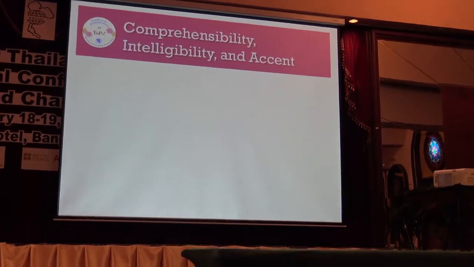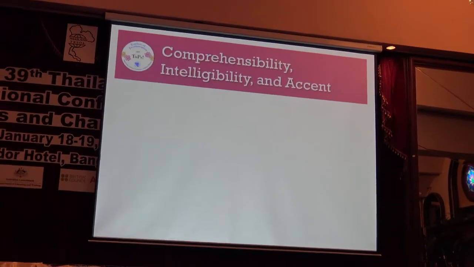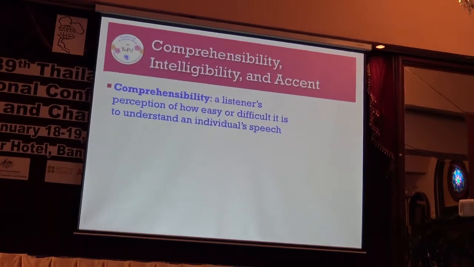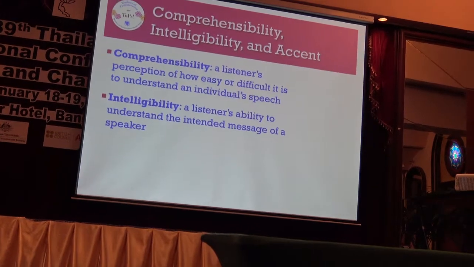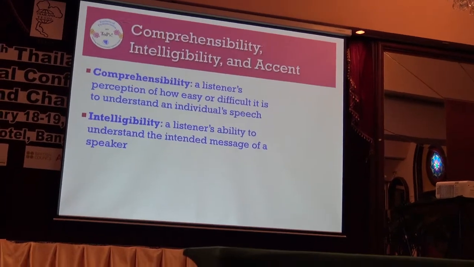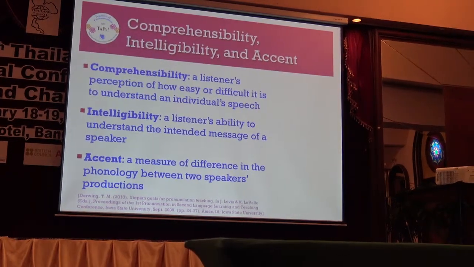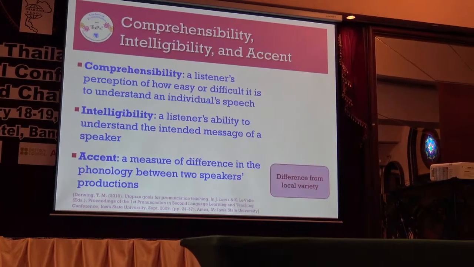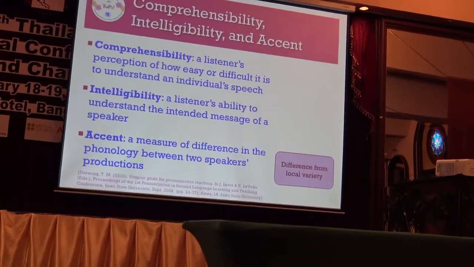intelligibility, and accent. Are you familiar with these three terms? Yes. All right, good. So comprehensibility is a listener's perception of how easy or difficult it is to understand an individual's speech. Intelligibility is a listener's ability to understand the intended message of a speaker. And accent is a measure of the difference in phonology between two speakers' productions. So, in short, accent is the difference from the local variety.